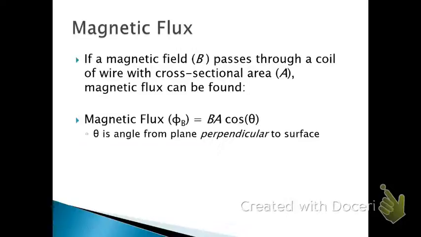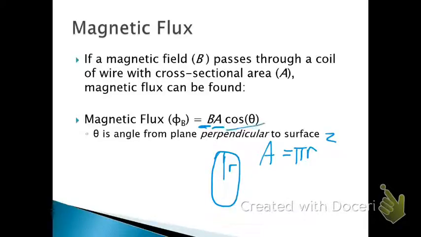So if I have a coil of wire, and it's got some sort of cross-sectional area, call that A, so it's got some radius, and the area is just going to be pi r squared, then I can find the magnetic flux as the strength of the magnetic field times the cross-sectional area times the cosine of the angle perpendicular to the surface that the field lines are passing through. So when the field lines are passing directly through the center of that circle, I'll call theta 0, and the cosine of 0 is 1. So that's not too bad.